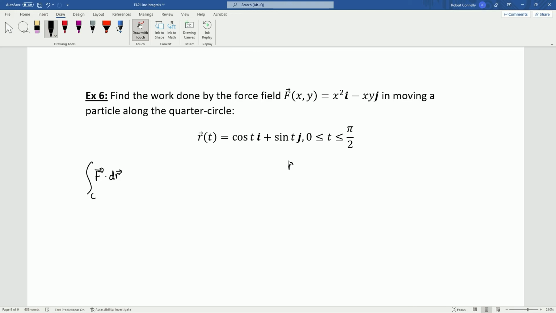Okay, so we need to find r prime of t. Well, the derivative of cosine is negative sine of t. The derivative of sine is cosine of t. We also need to rewrite F in terms of r(t). So F of r(t) means we just substitute x and y from our path equation here. So we get cosine squared of t, and for our second component, it should be minus cosine of t times sine of t.